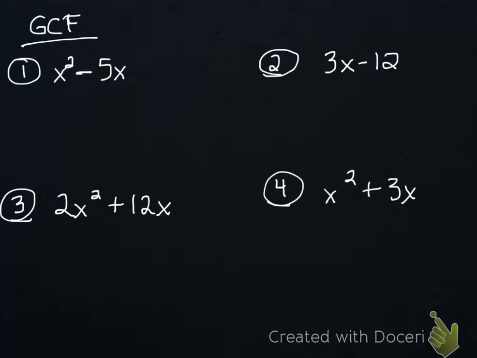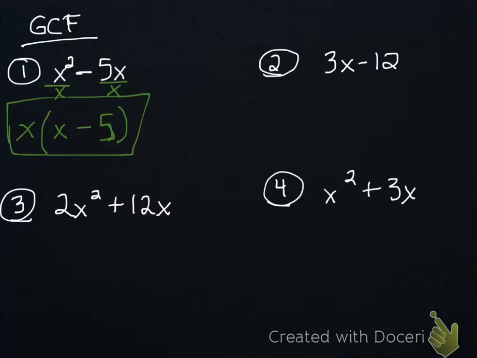So starting with number 1, if you look at both terms, notice there aren't any numbers that we could divide by. However, both terms do have an x. So we could divide both of them by an x. Remember, the greatest common factor, what you divide by, always goes outside the parentheses. So x squared divided by x leaves us an x. 2 minus 1 is 1. And then in the second term, the x's cancel and we're just left with a negative 5.